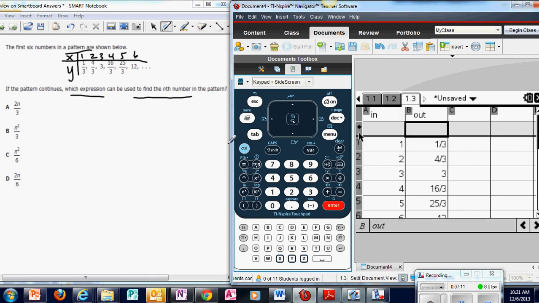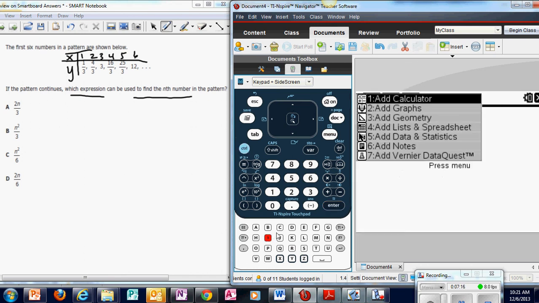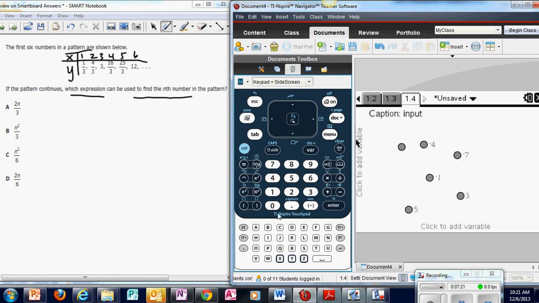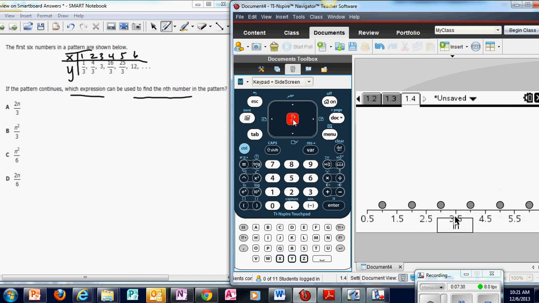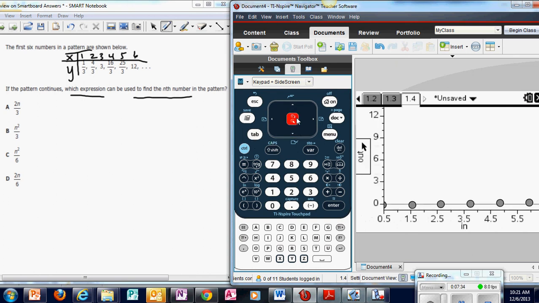Again, to get that data sheet, we'll insert a page, Control I, and we want a data and statistics page, which is 5. Again, I have to hit Tab, assign that x-axis as in, then Tab again, assign that y-axis as out. And we can see this is clearly not a straight line, so it cannot be a linear equation. It's got a little curve going.